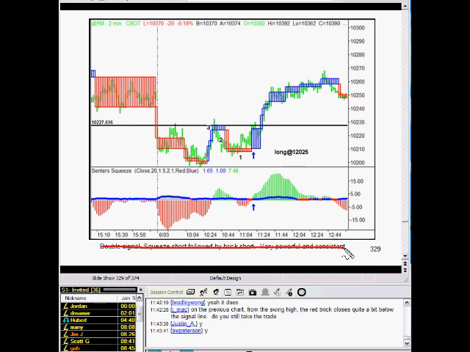Nope. They do not have to be red, no. Justin's asking, on a squeeze long, I thought the bricks had to be red. Nope. Just at the swing low, you just count back 3. I don't care if this is purple.